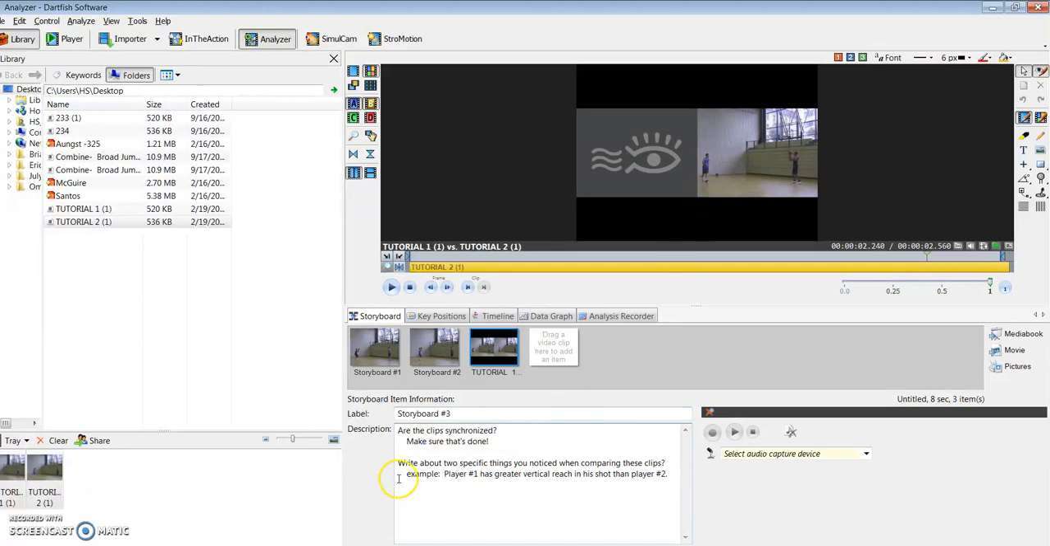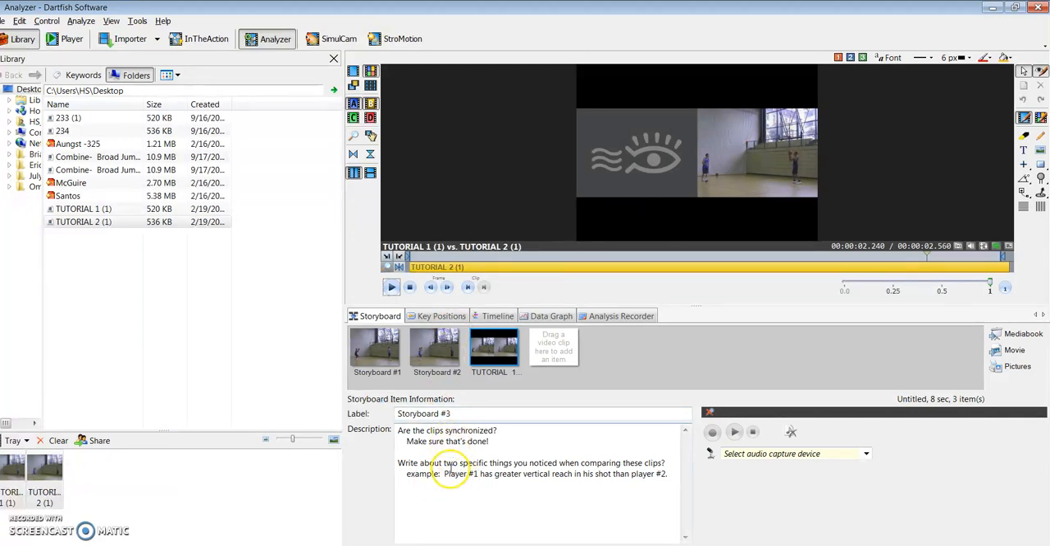The next thing you have to do in the narrative is write about two specific things you noticed when comparing these clips. So we'll watch it in a minute, but we are going to notice maybe that player 1 has a greater vertical reach in his shot than player 2 does. So I would know that because I'll watch the videos several times. If I keep just pushing the play button, I'm noticing that the angle at the shoulder on the player on the left, he's reaching a little bit higher on his shot, whereas this guy's got a little bit more trajectory moving this direction. So that's what I chose to write about in my description.